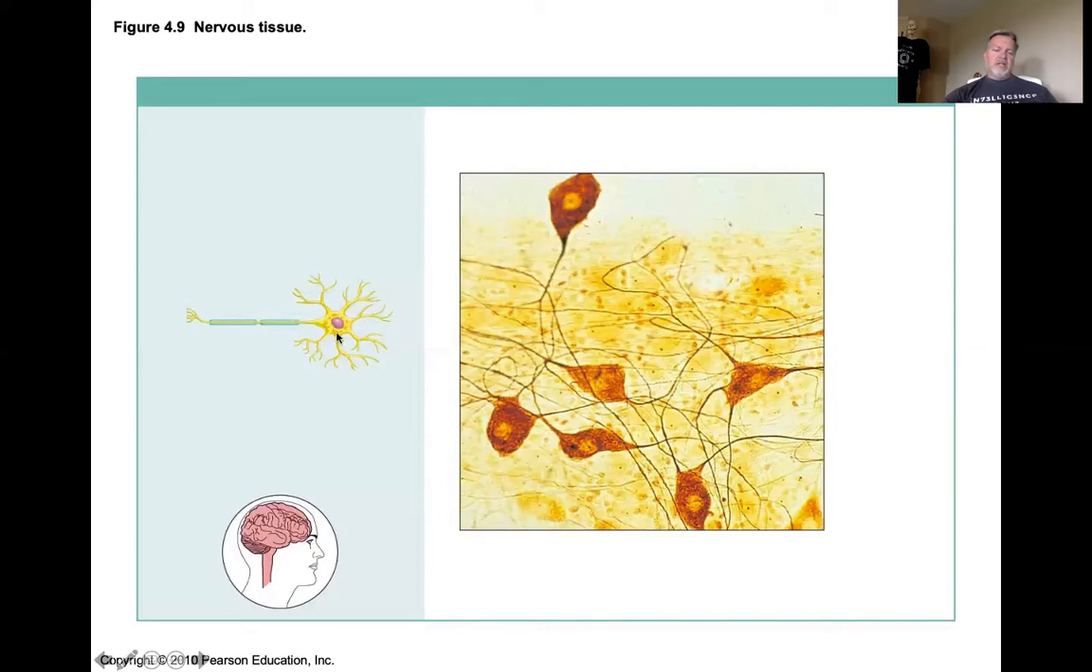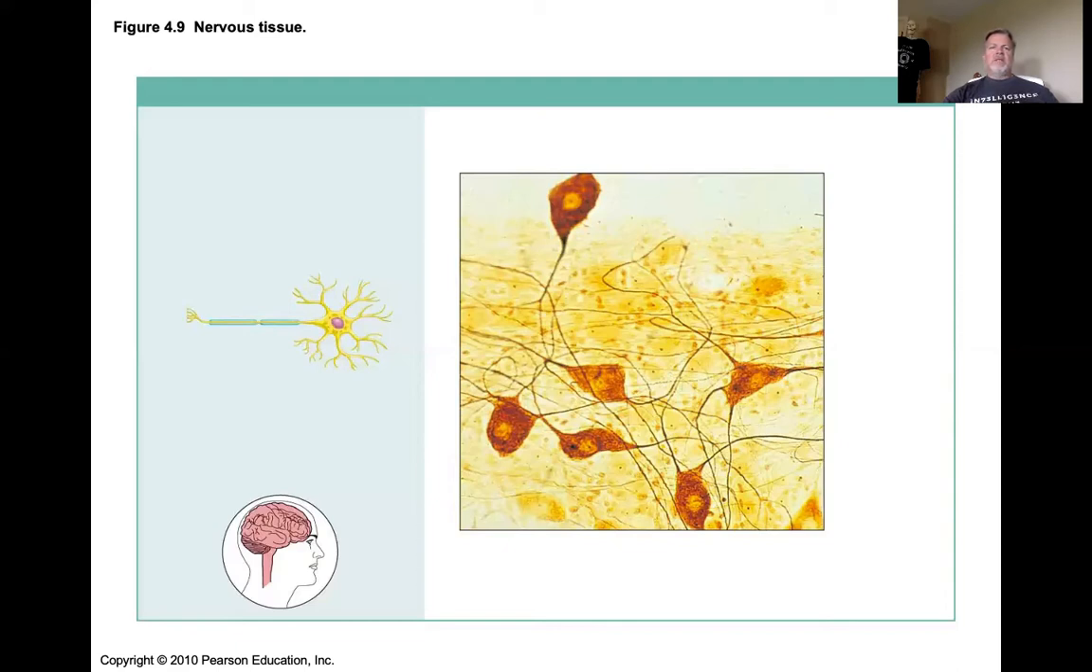The signal is actually transmitted on the cell membrane. It's not down deep inside of this thing. It's all on the outside, on the surface, the membrane. So neurons like this are found in the brain and spinal cord. That's the central nervous system. And then what we call the peripheral nervous system. And the peripheral nervous system are all your nerves outside of your brain and the spinal cord. The whole idea here is we're controlling all the activities in your body.